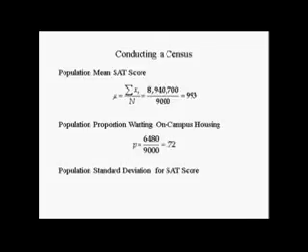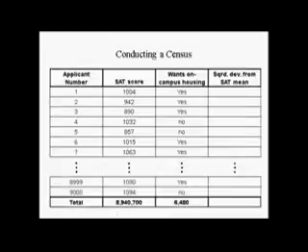To compute the population standard deviation, we need to return to our spreadsheet. Since the population mean is 993, notice I have it written as mu equals 993. The first squared deviation from the population mean is found by squaring the difference between 1,004 and 993, which is equal to 121.